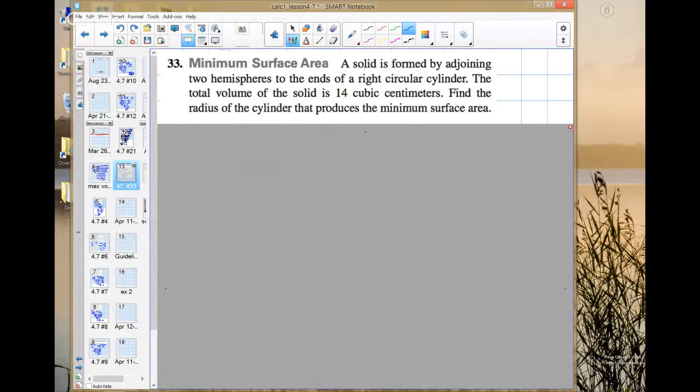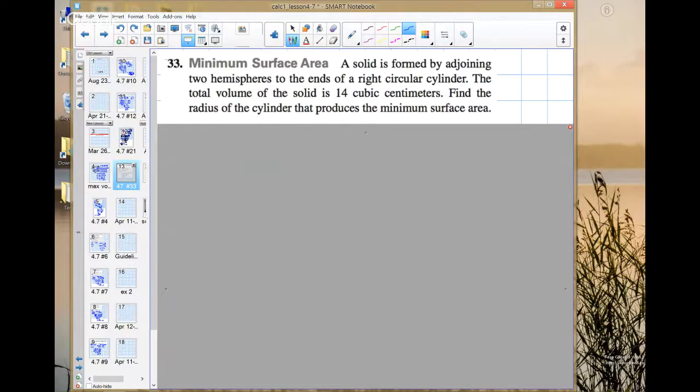So it's a minimum surface area problem. A solid is formed by adjoining two hemispheres to the ends of a right circular cylinder. Oh boy. So it's like a can with almost like a half dome on the top and a half dome on the bottom. And the total volume of the solid is 14 cubic centimeters. Find the radius of the cylinder that produces the minimum surface area.